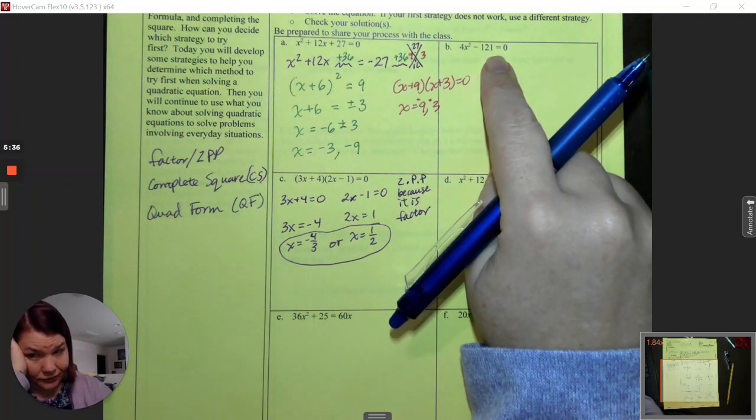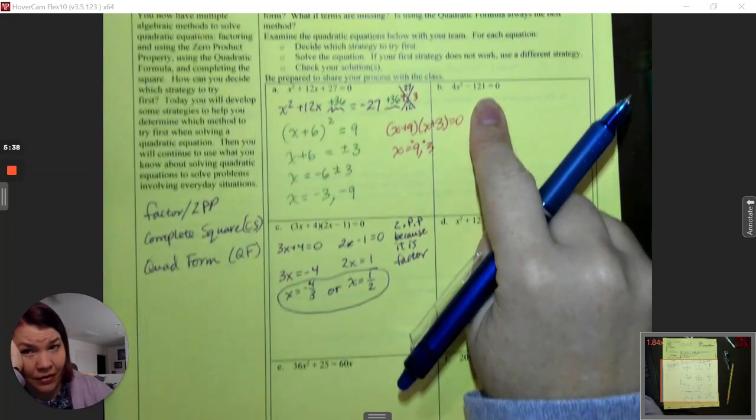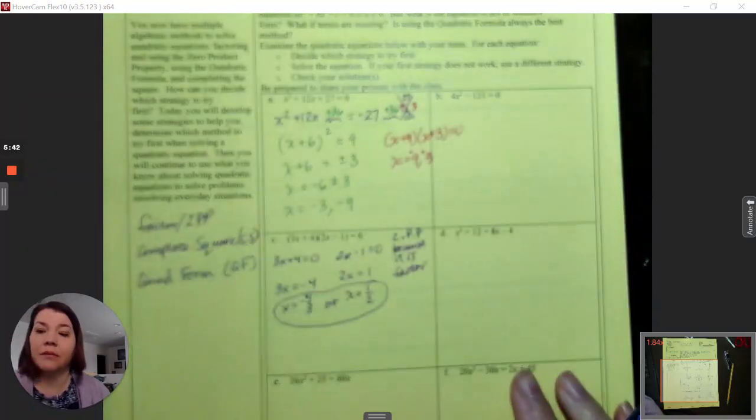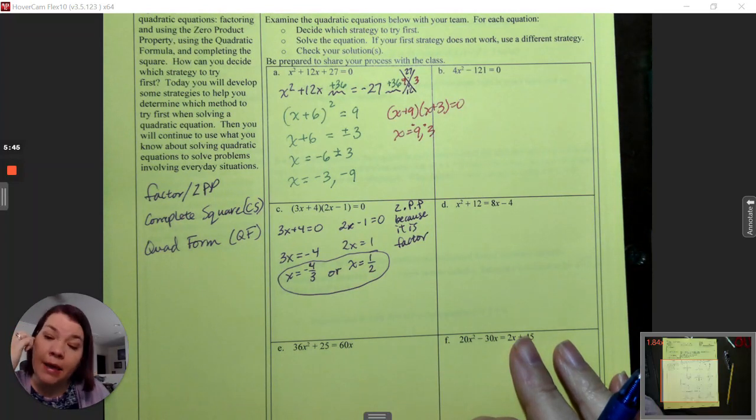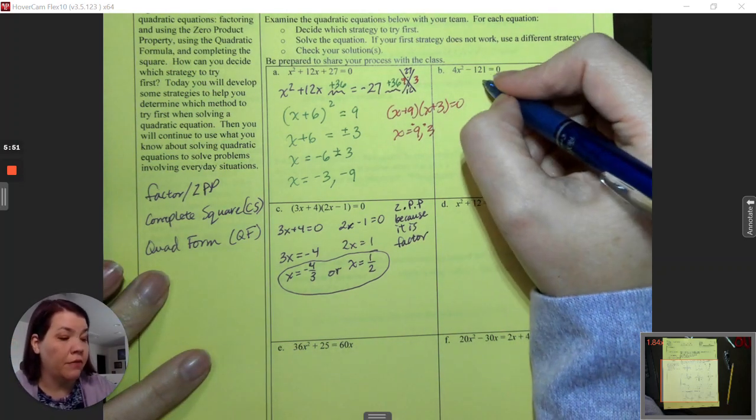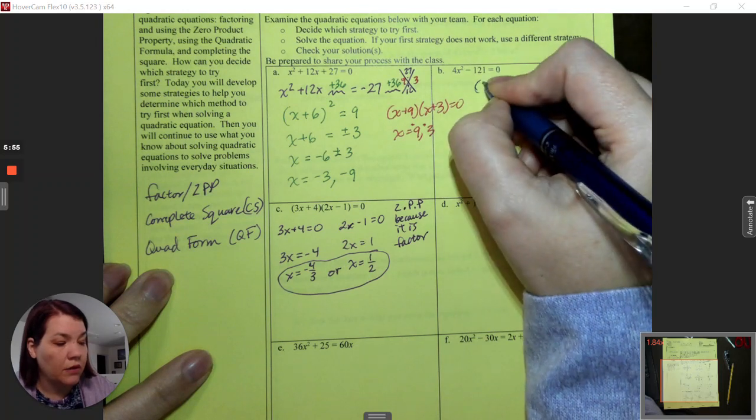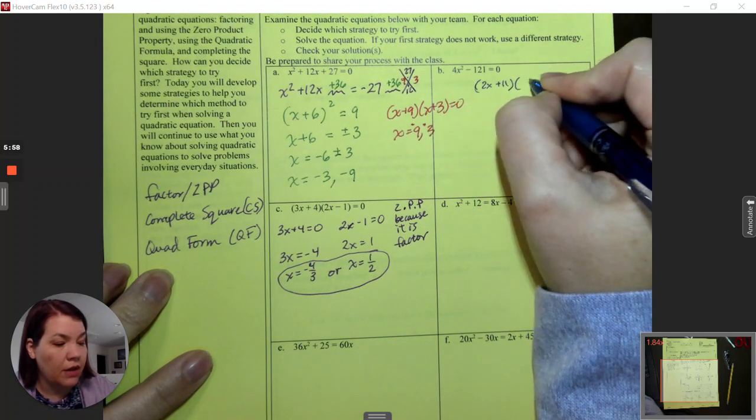Because I have another thing, I'm going to isolate x squared. Now, I can absolutely try to factor this. It's totally factorable. I can factor it very quickly because I recognize it's the difference of two squares. So I've got 2x plus 11 and 2x minus 11 equals 0.